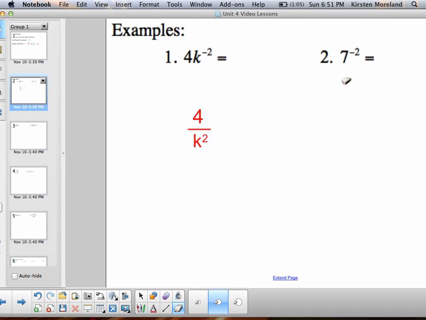The next one is 7 to the negative 2. So since it's a negative exponent, we're going to put a 1 over, and on the bottom, we're going to get 7 squared. Now, we always want to simplify numbers. So we're going to make it 1 over 49 because 7 squared is 49.